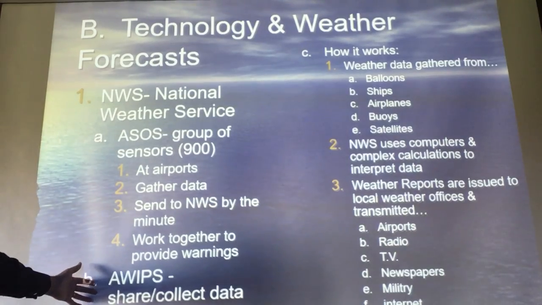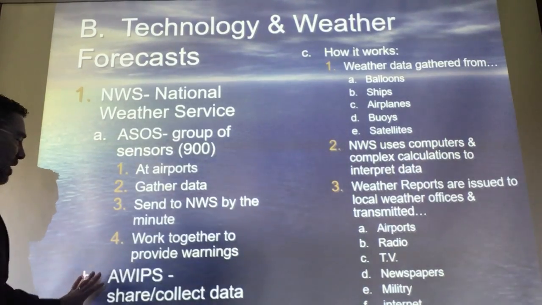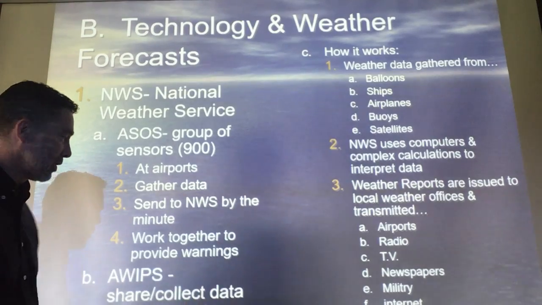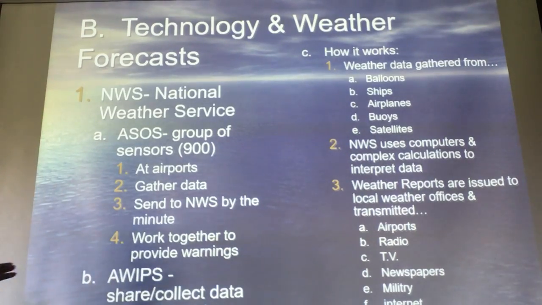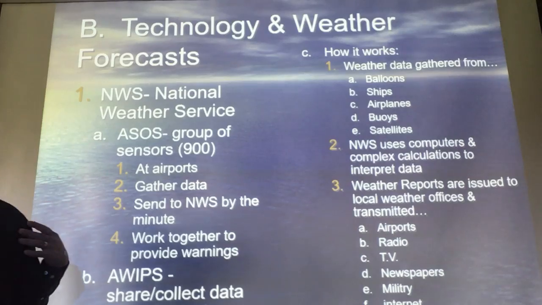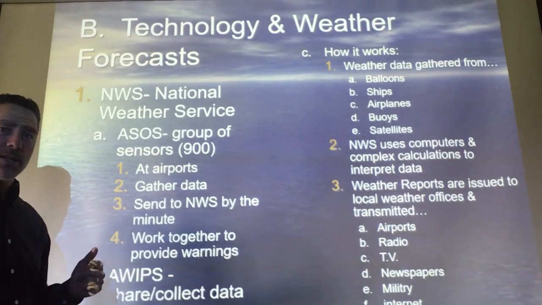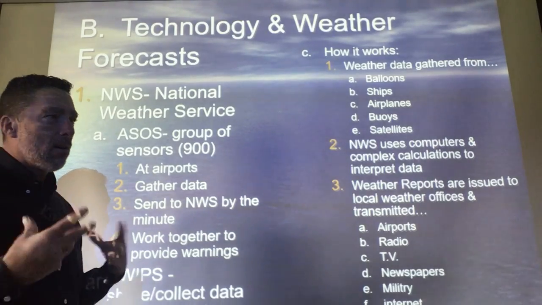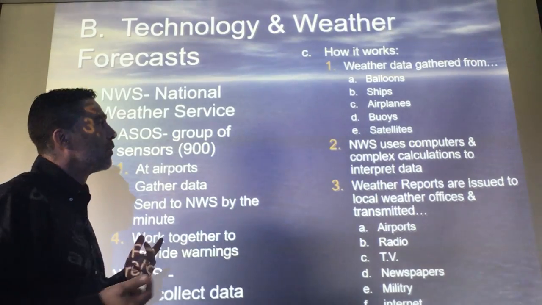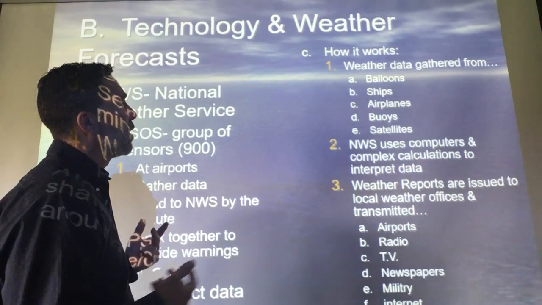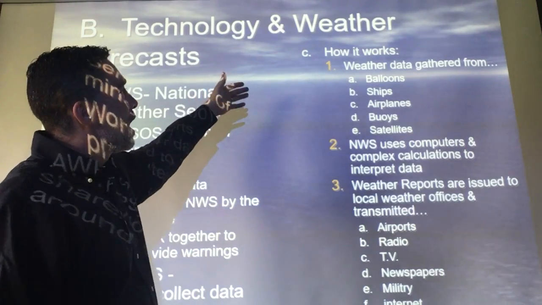We have something called the AWIPS, all right, and that's shared all around the world. If you've got weather that's going on in Bangladesh and Moscow and London and New York, they're all interconnected, and they do affect each other throughout the world. Okay, how it all works?